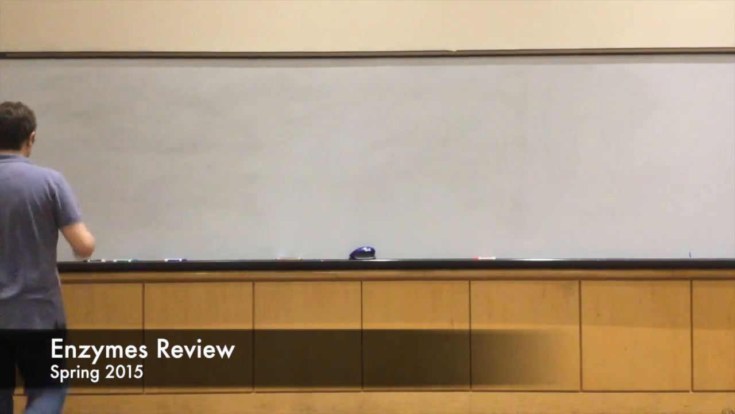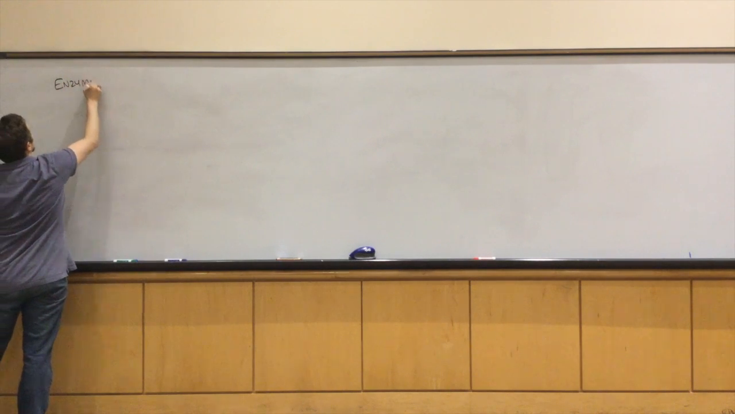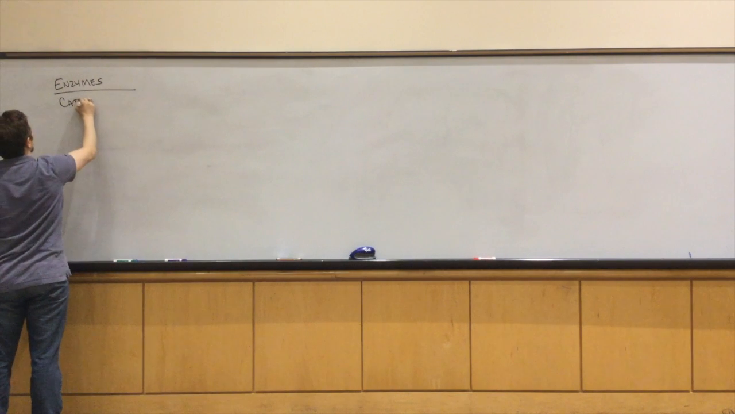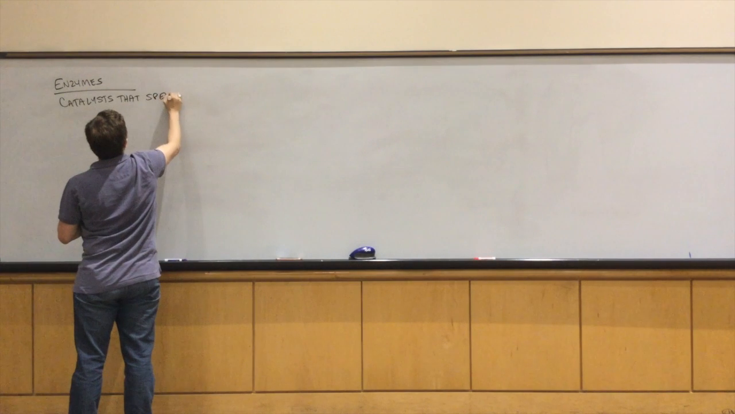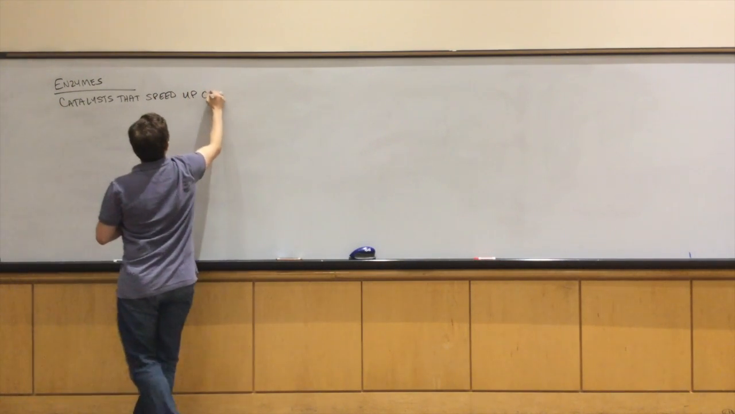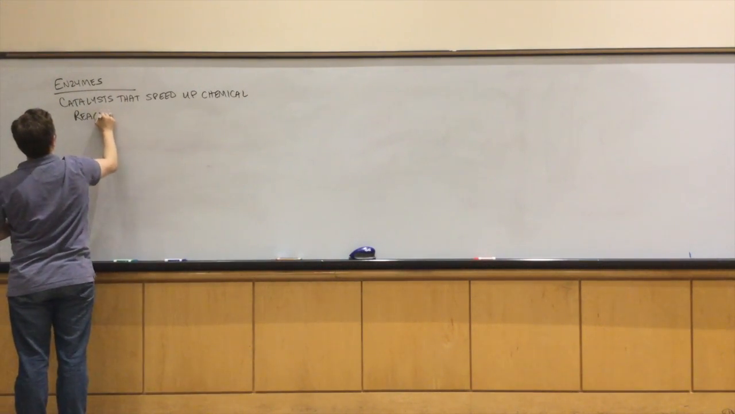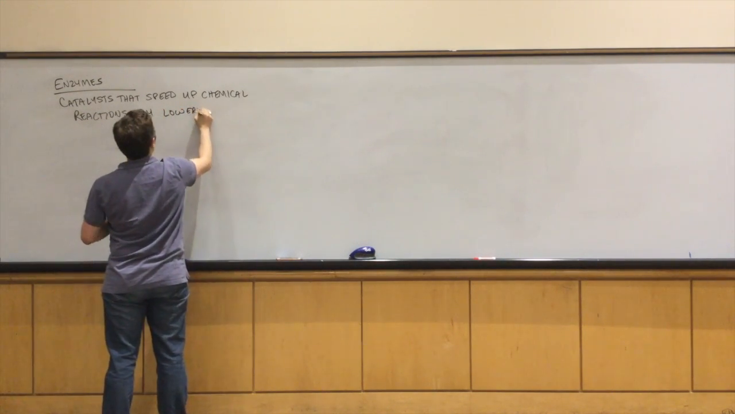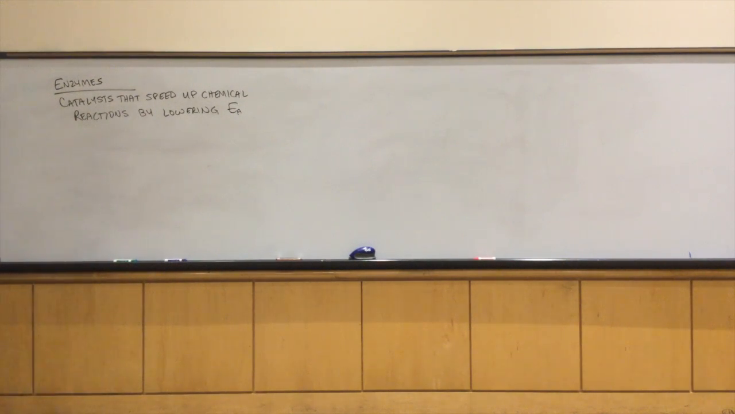All right, so let's talk enzymes. So remember that enzymes are going to be catalysts that speed up chemical reactions by lowering what we call the energy of activation, which is E sub A. And that simply means the amount of energy that's needed to make a reaction occur.